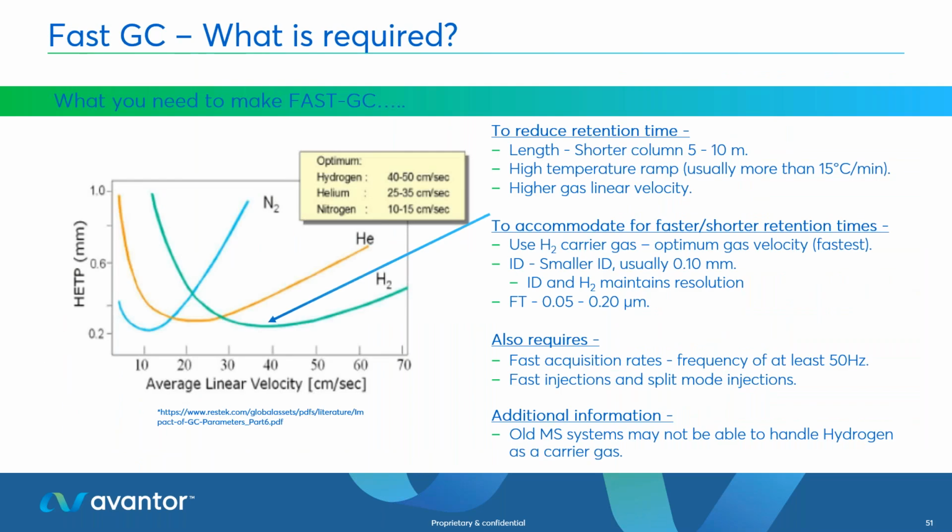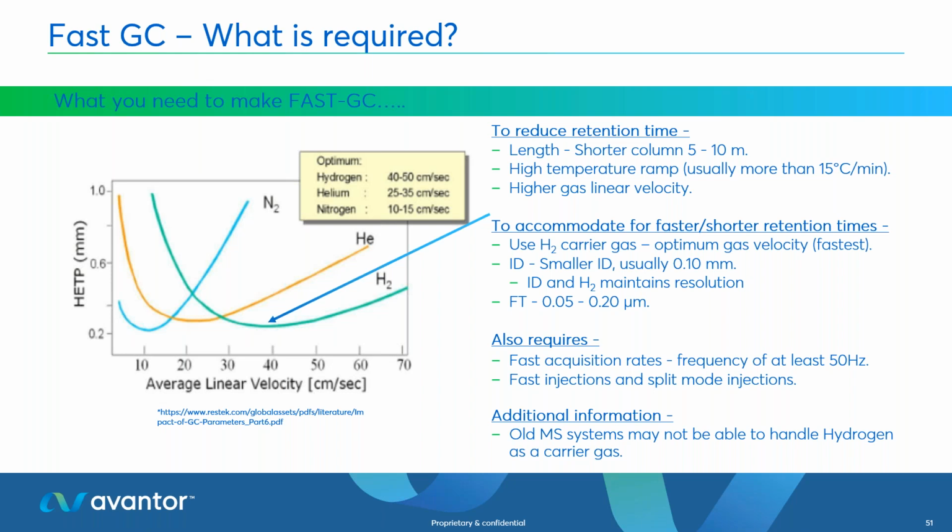So just a reminder of what we need for fast GC. We need to reduce the retention time. So we have shorter length columns, higher temperature ramps, usually more than 15 degrees per minute, and higher gas linear velocity. We've mentioned that a lot today, it just makes the column more efficient and able to accommodate the shorter and smaller dimensions. Then for these retention times, we need the configuration of the GC to keep up.